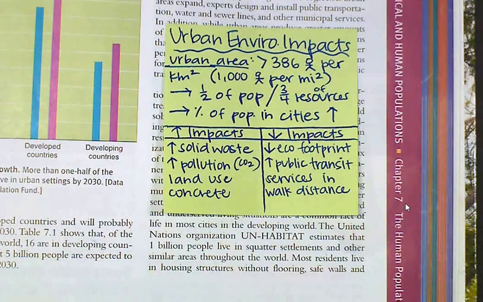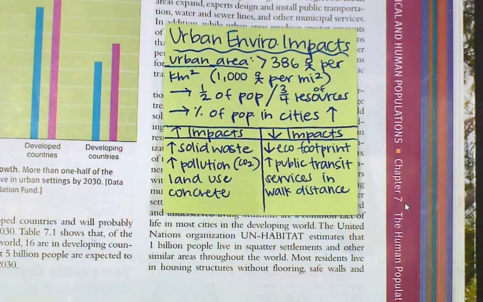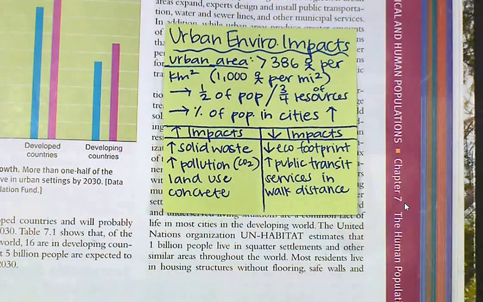Urban people are approximately half the population of the world and consume about three-quarters of the resources. Now, the percent of the population living in cities is also going up, especially in developing countries. People want to get jobs at factories and things like that, and that's bringing people into the cities.